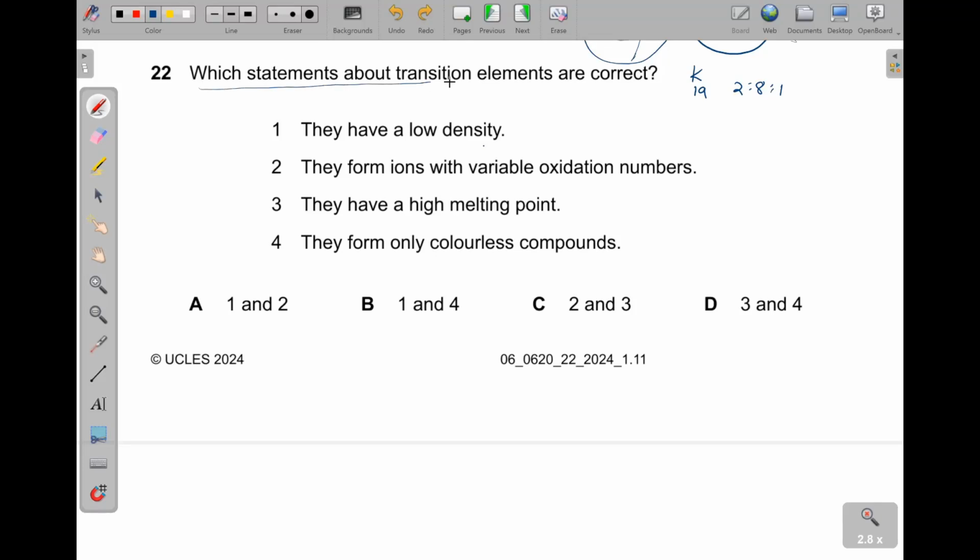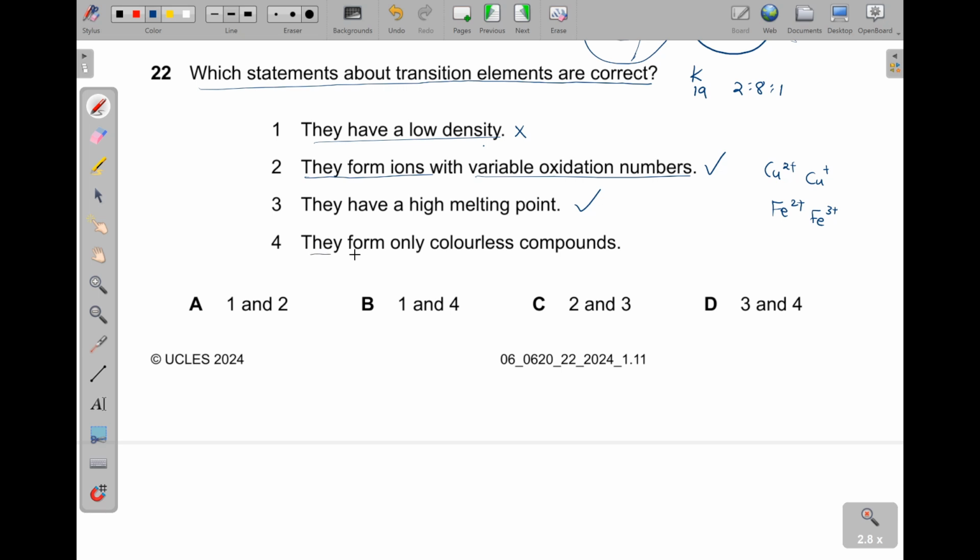Question 22. Which statements about transition elements are correct? They have a low density. That is wrong. They have a high density compared to group 1 elements. They form ions with variable oxidation numbers. Yes, we can have copper 2, copper 1, iron 2, iron 3, and manganese has very many, so variable oxidation numbers, that is correct. They have high melting point, that one is correct, because these are metals.